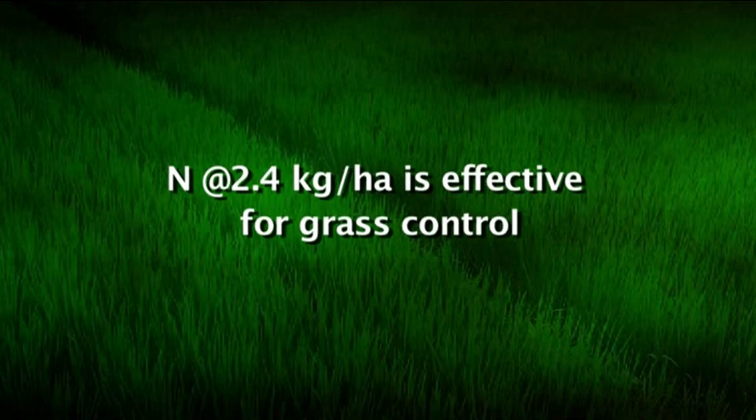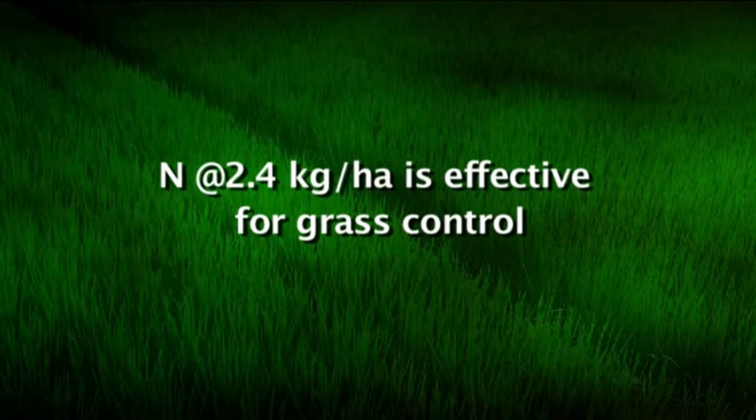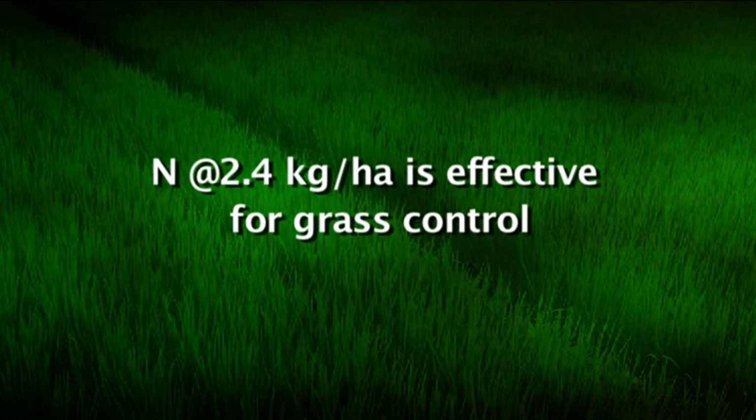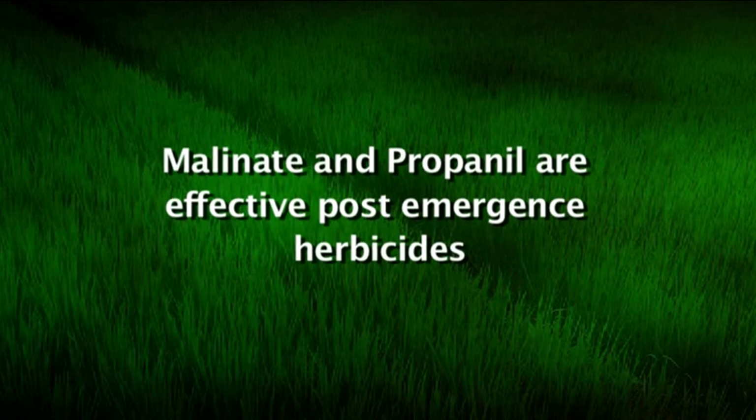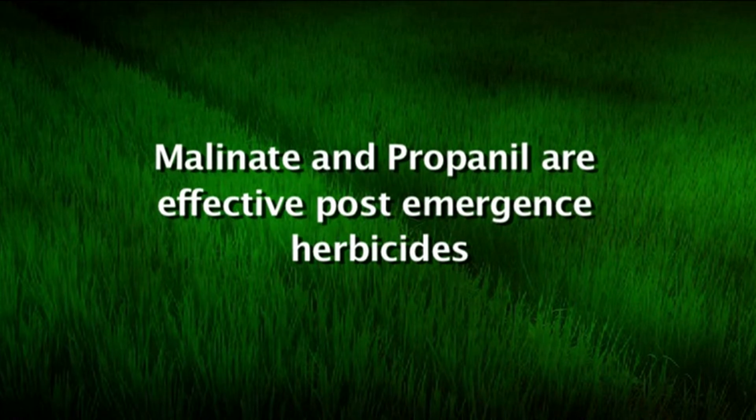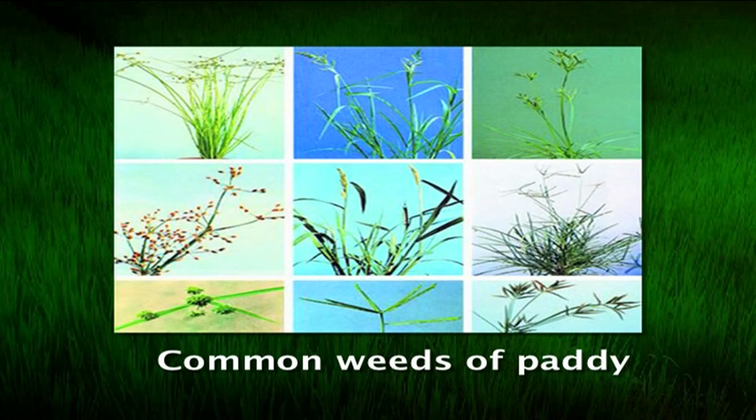Nowadays also, different herbicides are used for the eradication of these weeds. For example, nitrogen at the rate of 2.4 kilograms per hectare is used for controlling a variety of grasses. Malinate and propanil are effective post-emergence herbicides. 2,4-D, MCPH245T and Silvex, they are used in rice for controlling the broadleaf weeds and nut sedge.